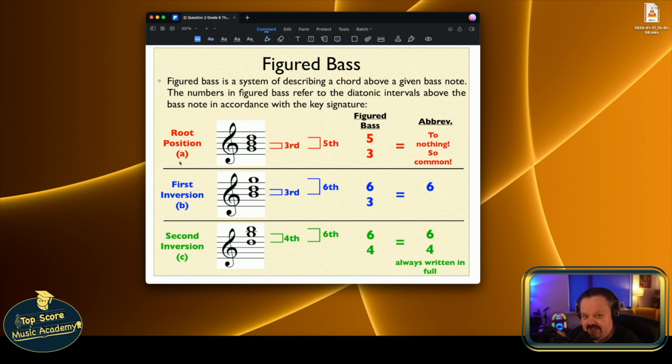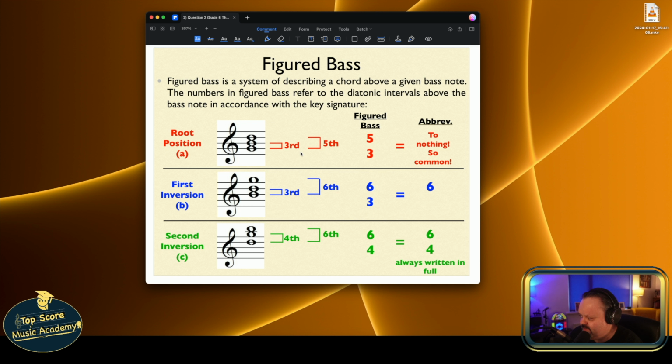If you've done grade 5 ABRSM, you may already be familiar with the A, B, C way of analysing chords for root position, first inversion and second inversion. But once you get into the higher grades, grade 6, 7 and 8, you need to know the figured bass equivalents for each one of those.